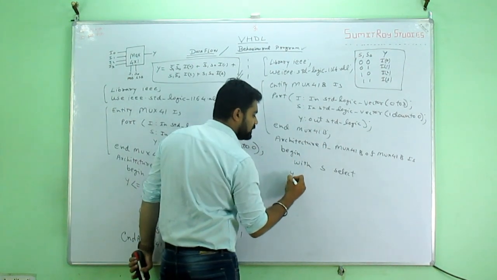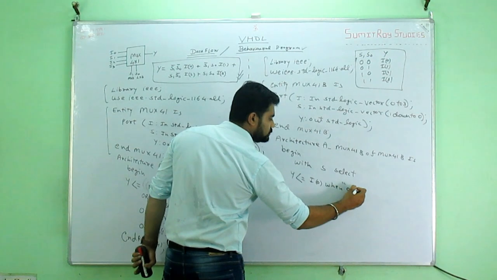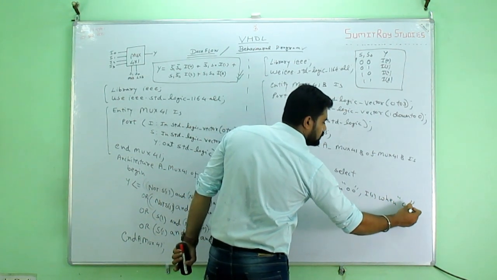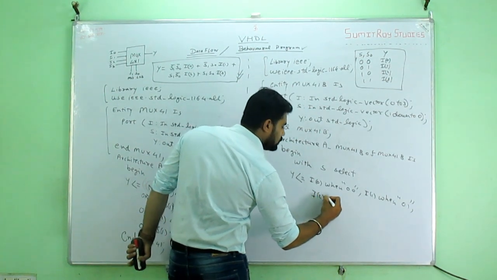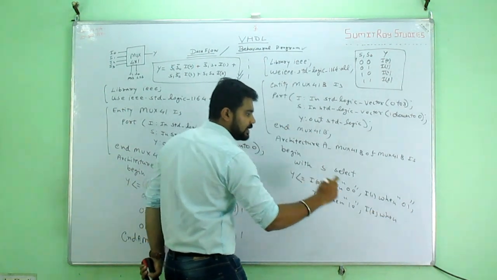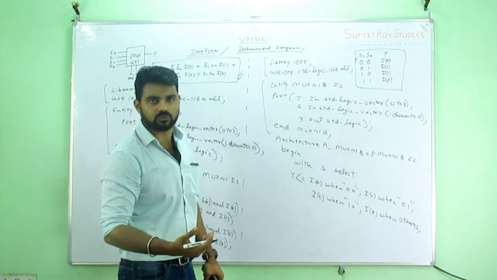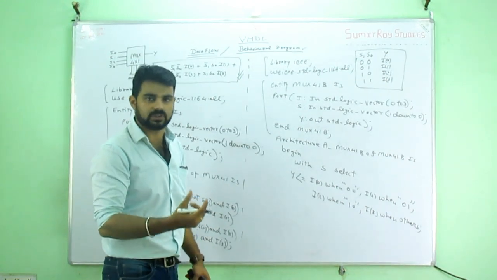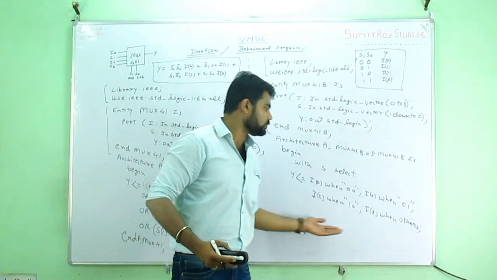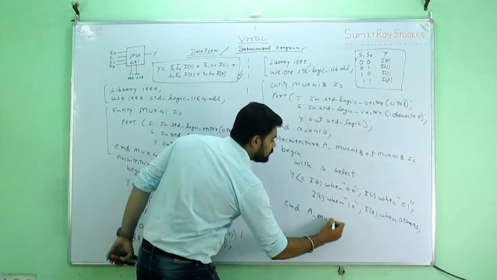Now with s select I'll write the definition: y is I0 when s is 00, comma, I1 when s is 01, comma, I2 when it is 10, and I3 when it is 11, but I'll write another thing, that is others. Why am I writing it? Because it will be helpful when I deal with 16:1 and higher order multiplexers, then I'll explain the role of others. But instead of 11, you just write others, because only 11 is left. In others only 11 will be counted. So that is the statement. End with A_MUX41.